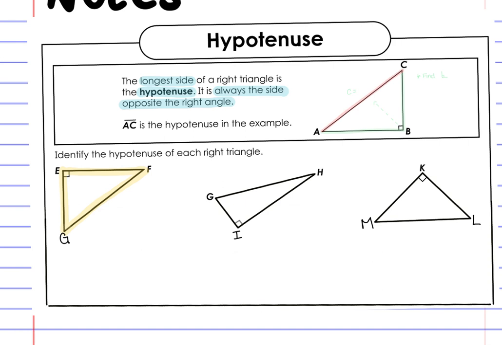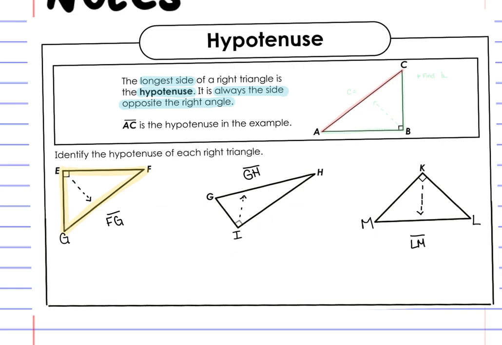All right, so these should be pretty self-explanatory. Find your right angle, look across from it. So then line FG, or side FG, would be your hypotenuse. Find your right angle, look across from it. So then GH should be your hypotenuse, or HG. Find your right angle, look across from it, and here we have LM is your hypotenuse. All right, so should be pretty simple.